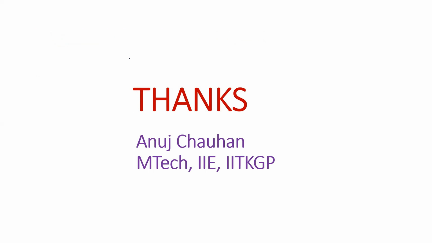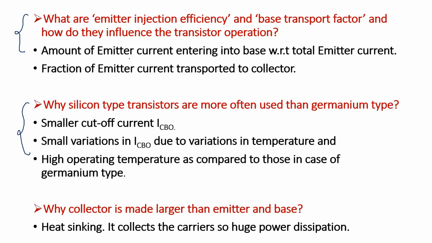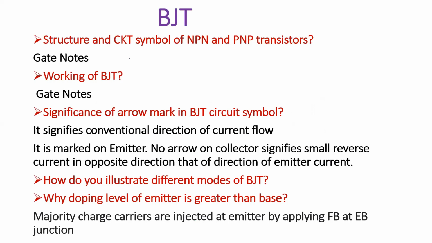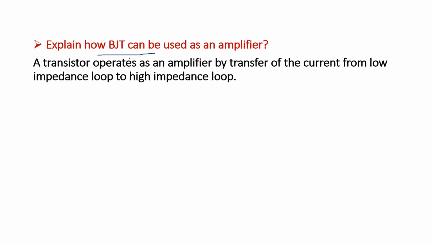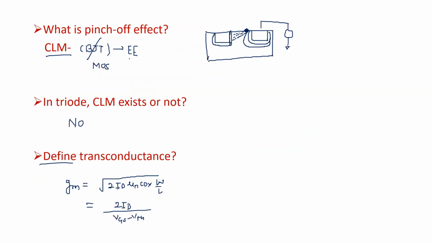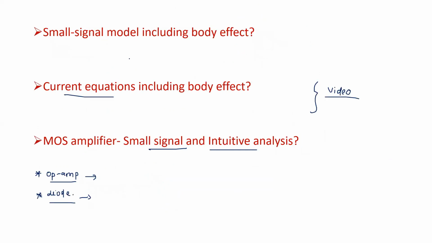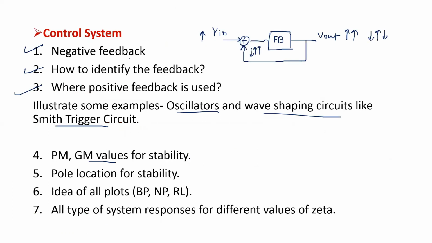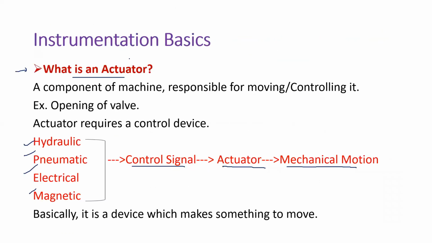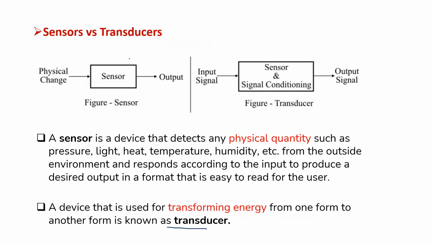So let me recap again. Initially I mentioned the BJT and basic questions of BJT. Please go through it very carefully. And after that, some basic questions of MOSFET. And for amplifiers, I will list down my video playlist here. And then some common topics: mathematics, signals and systems, control systems, network analysis, and then instrumentation basics. So this is mainly designed for the IIE branch and people who are appearing for the interview.